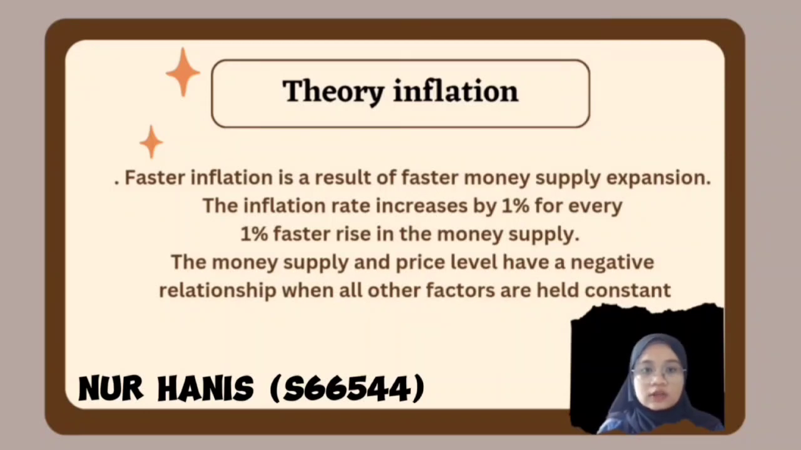The economic theory of inflation assesses the money supply curve as the cause of inflation. Faster inflation is the result of faster money supply expansion. The inflation rate increased by 1% for every 1% faster rise in the money supply. The money supply and price level have a negative relationship when neither factor is held constant.